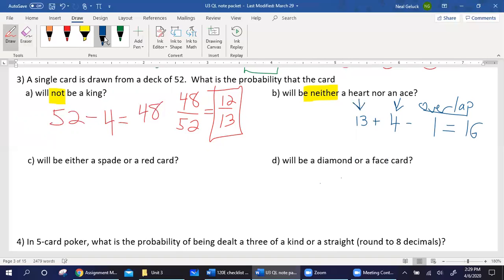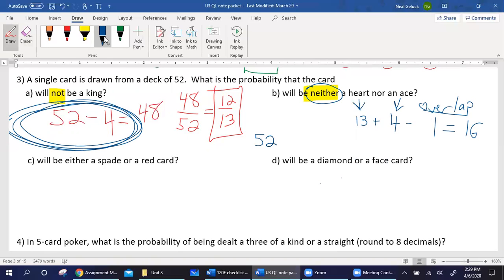Now realize on this one, it says neither a heart nor an ace. So kind of like I did here, where I did the total minus the kings. Now I'm going to do the total minus the hearts or aces, which will give me 36. And so now I turn that into a probability. 36, oops, that's a 3. Ooh, that's terrible. Let's try that again. 36 out of a total possible 52.